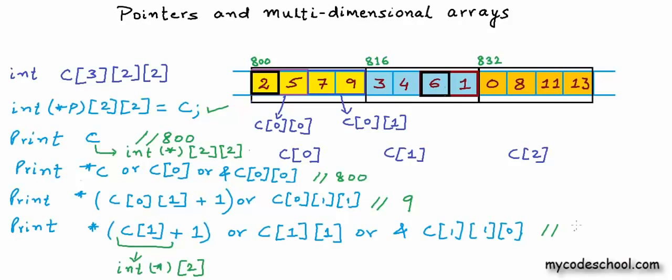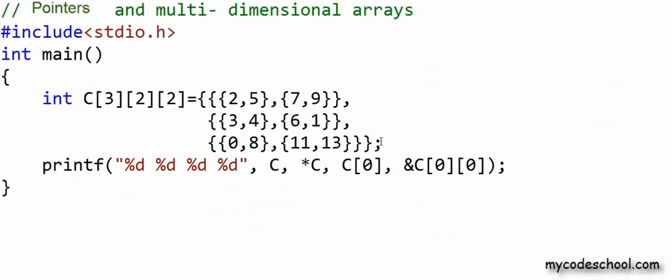Output will be 824. This block of 4 bytes storing integer 3 is 816. Next will be 820, and next will be 824. We can try out these expressions in a real program. I'm writing this simple C program. I have created this three-dimensional array C. The data filled in is same as we were showing in the example.